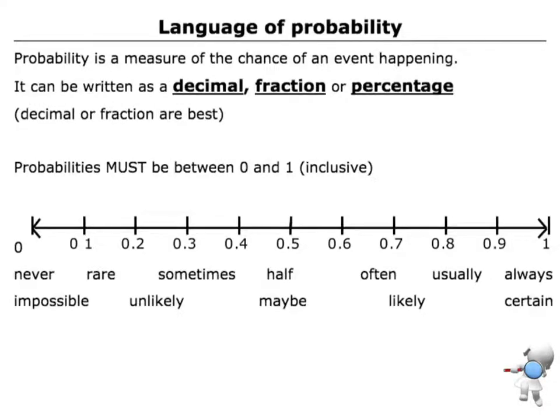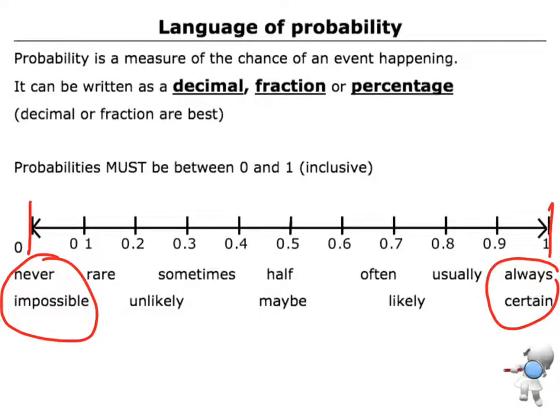Some of the language of probability: all probabilities have to go between 0 down the bottom and 1 at the top. A probability of 0 means it is impossible, it is never ever going to happen. That's like the chance that I have 3 legs. The probability of that is absolute 0. I do not have 3 legs. Whereas a probability of 1 is something that's always going to happen. It's absolutely certain that it's going to happen.